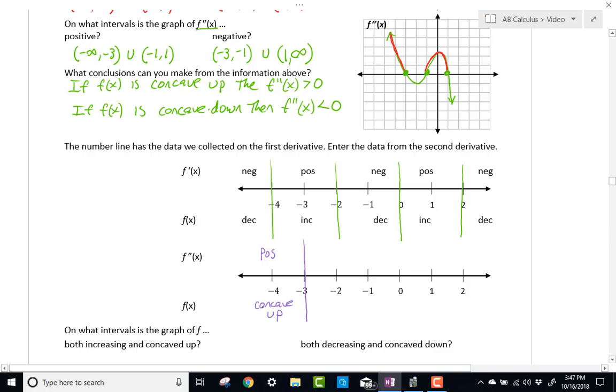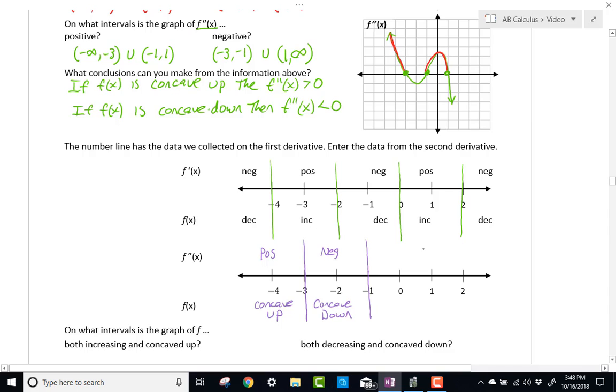Alright, so all we're doing is marking off intervals where these things are happening. So f double prime then went to be negative until it hit -1. So you can see that it was negative down in this little green section up top there. So f double prime was negative, and f of x was concave down.